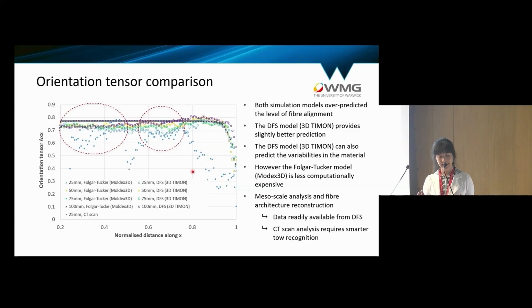So these are the areas that got a reasonably good correlation, although the simulation models still overpredict the fiber alignment. But the areas outside these two circles, so that area there is the flat edge effect, which the simulations cannot predict. Then that area there is the model edge effect, where again the simulations have been unable to predict the fiber orientation distribution correctly.